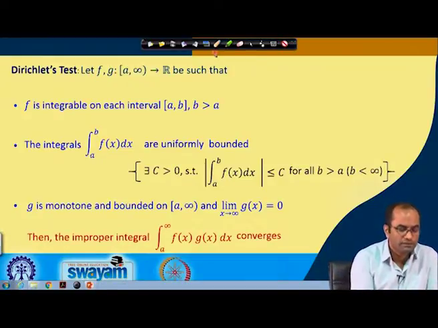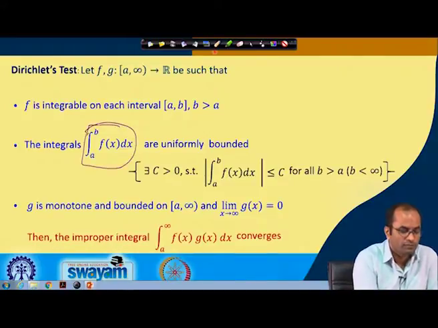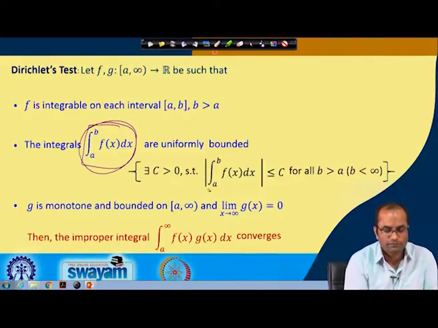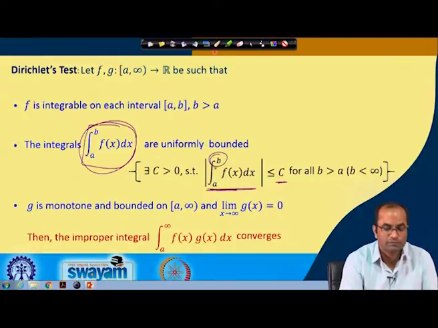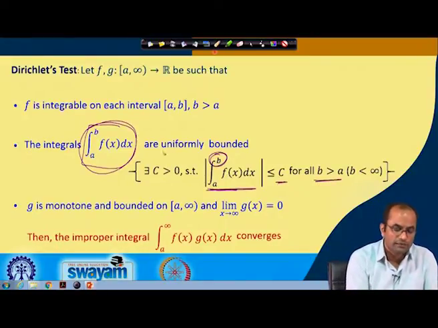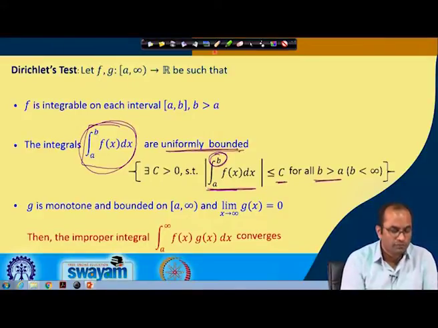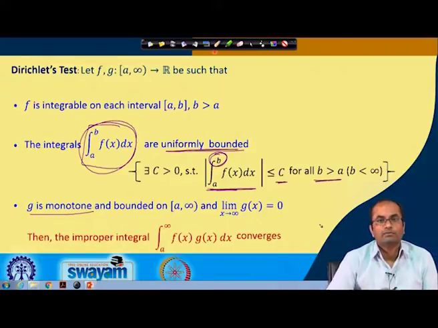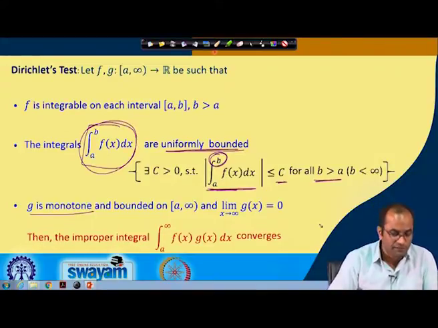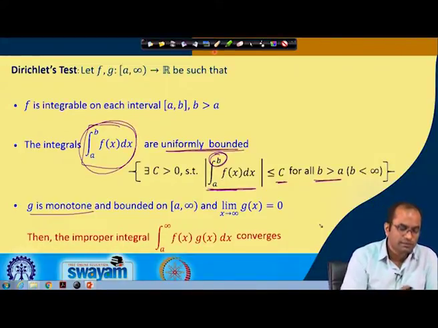So, what is important here? The important thing is to check that these integrals are uniformly bounded. Meaning we have to compute this integral and see whether we can bound it by some constant c which is independent of the number b, for any finite number b. If we can do that, we have the condition of uniform boundedness. And the second one is that g is monotone, going monotonically to 0 as x approaches infinity.